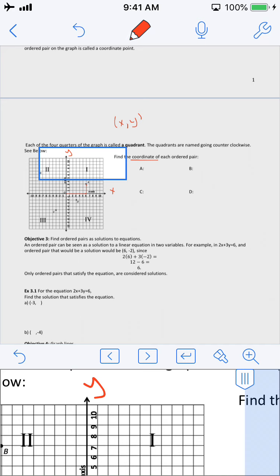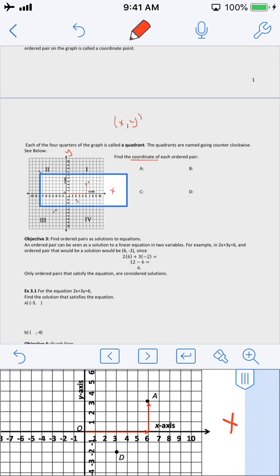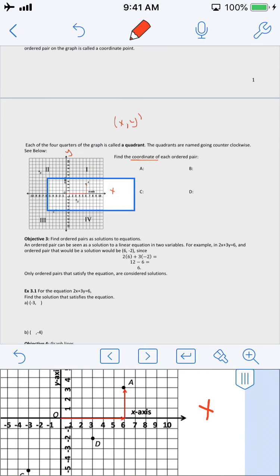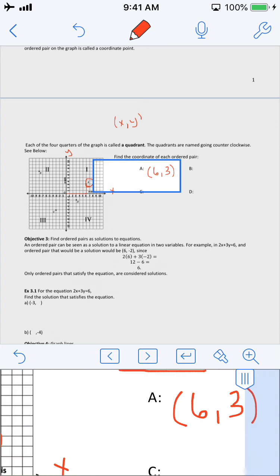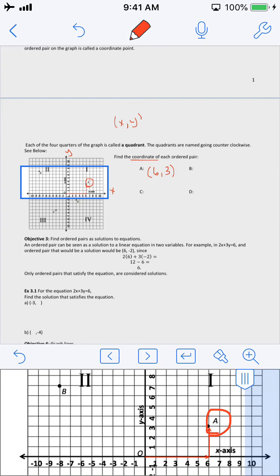Normally I'm not super hung up on namings, because as long as I know what you're saying it's okay, but this is leading you down the rabbit hole, so just be careful with that. So this is the x-axis, y-axis. This point right here, A, looks like it's 6 over on the x-axis and 3 up, so we would call that coordinate (6, 3). Alright, cool. Let's do the same thing with B and C and D now.